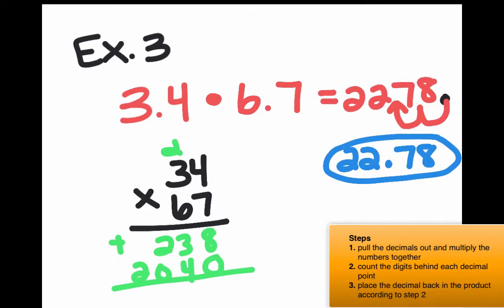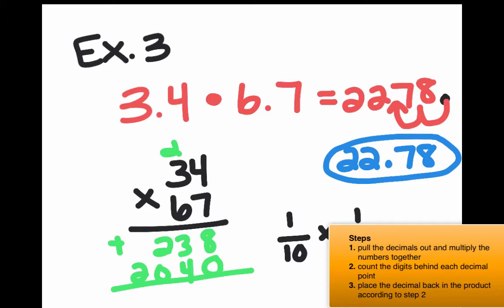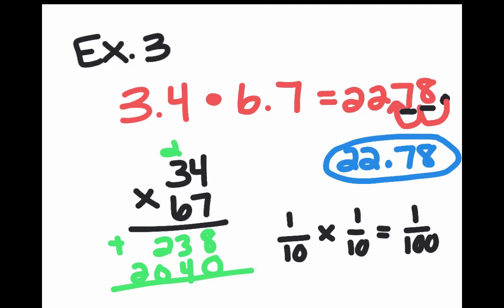Now let's back up and see why these 3 steps work. You are taking a tenth and you're multiplying it by another tenth. If we look at that, don't write this down. We have 1/10 times 1/10. That gives me 1/100th. That means I should have a digit in the hundredths place, right? My decimal should represent the hundredths place.